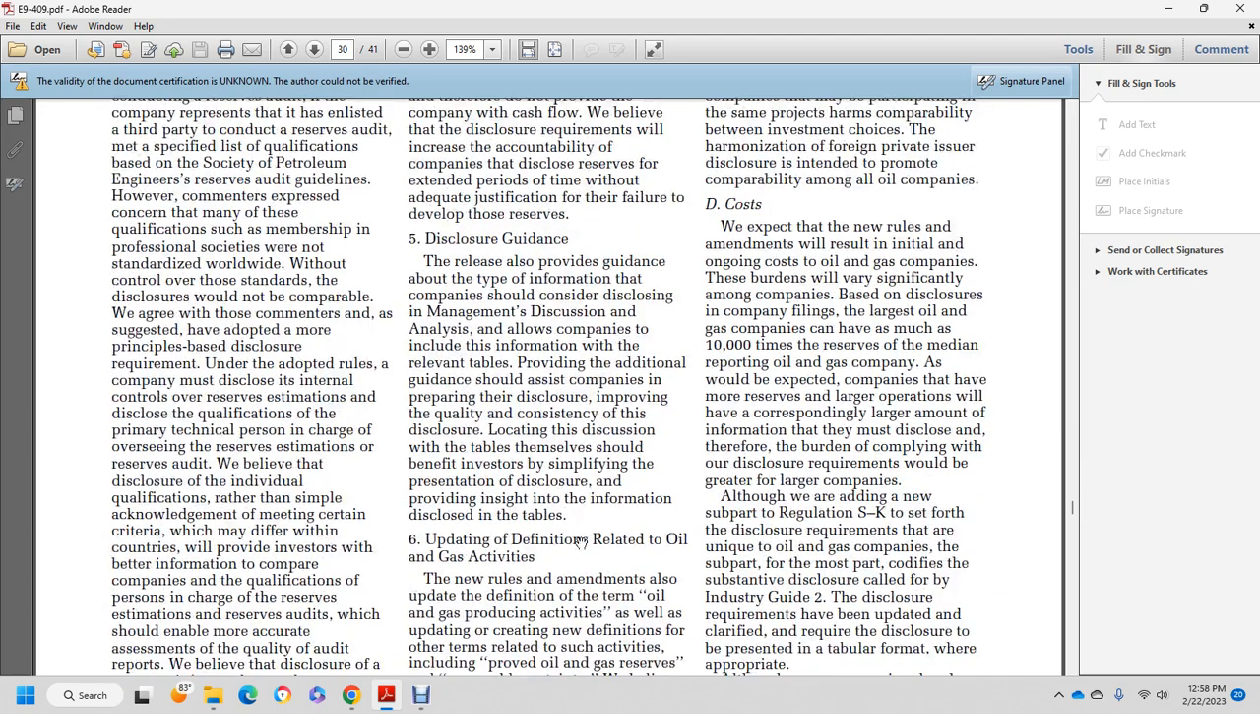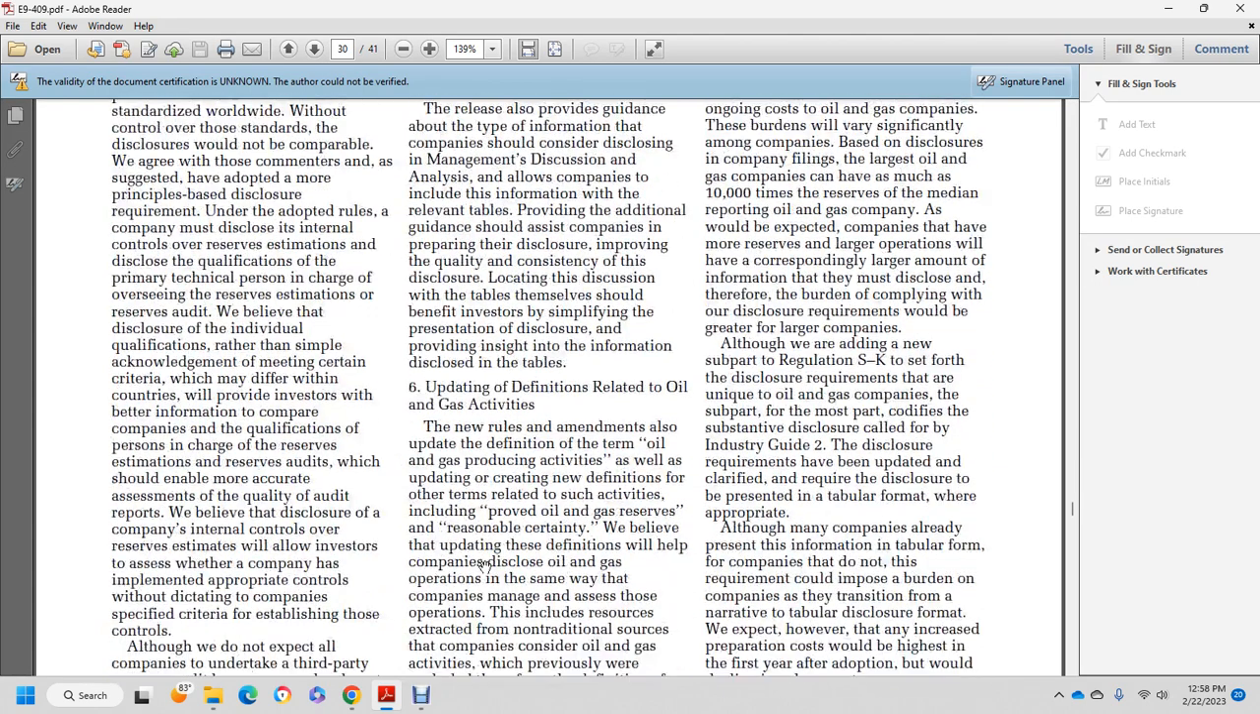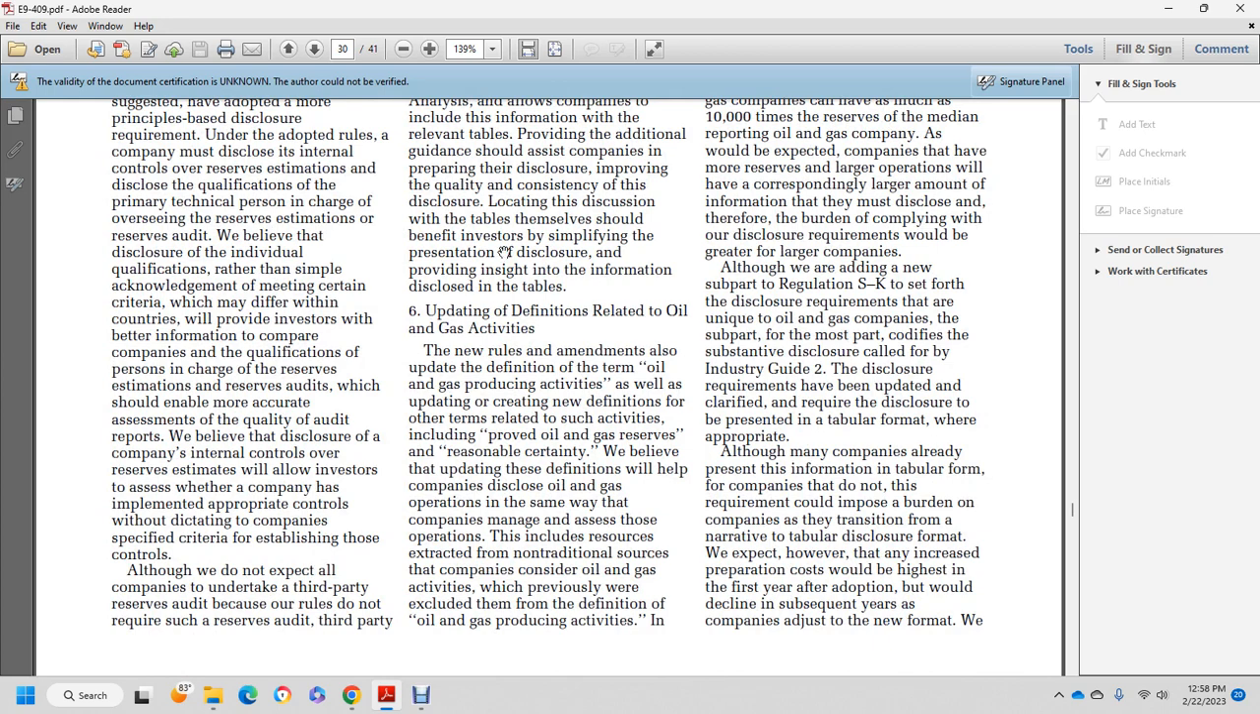6. Updating the definitions related to oil and gas activity. The new rules and amendments update the definition of the term oil and gas producing activities, as well as update and create definitions of terms related to the types of activity, to include proved oil and gas reserves with reasonable certainty.